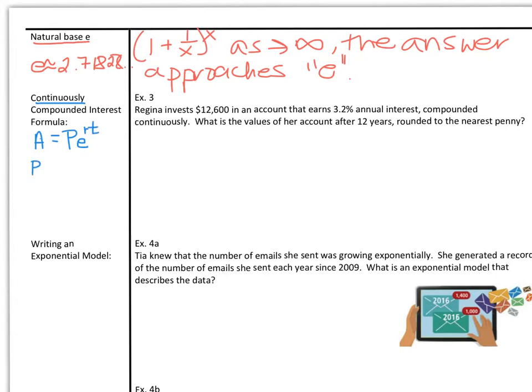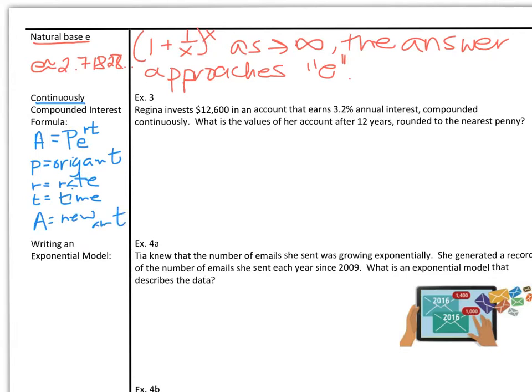P is our original amount. R is the rate, and we change that to a decimal. T is time in years. Well, actually, not necessarily true. We'll just say T is time. There are certain situations where you would use a formula like this, and it is in a year model, so we'll just default this to time. And then A is the new amount.